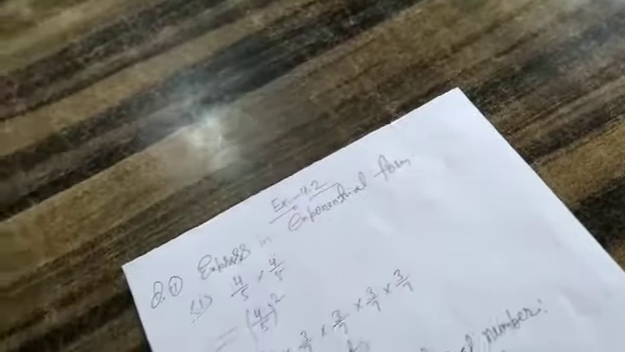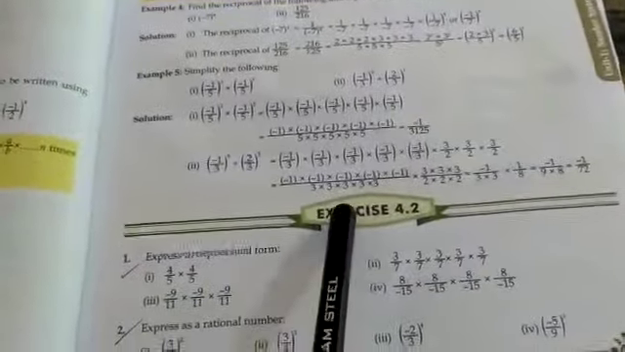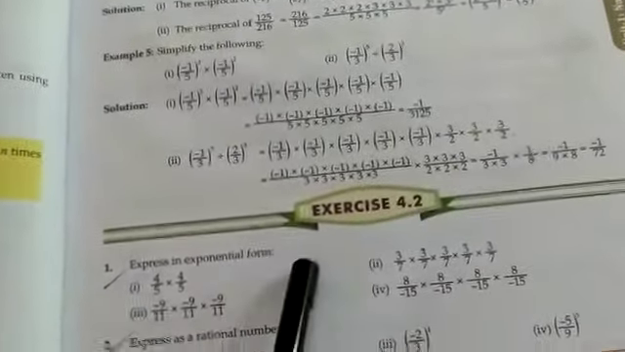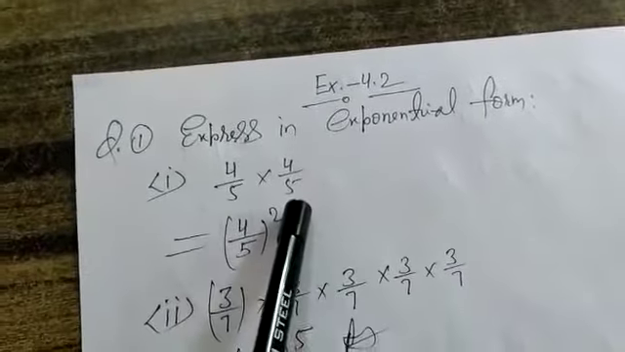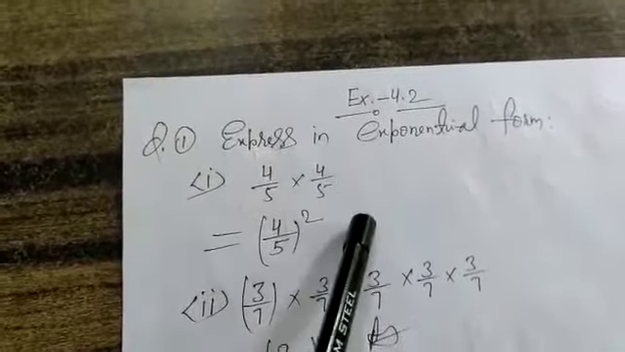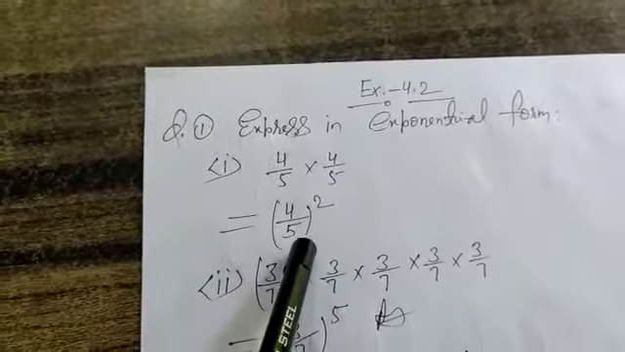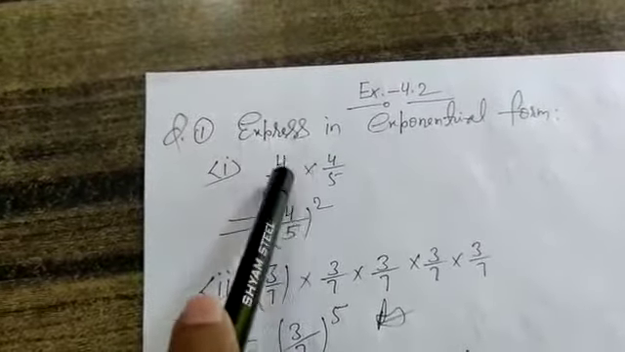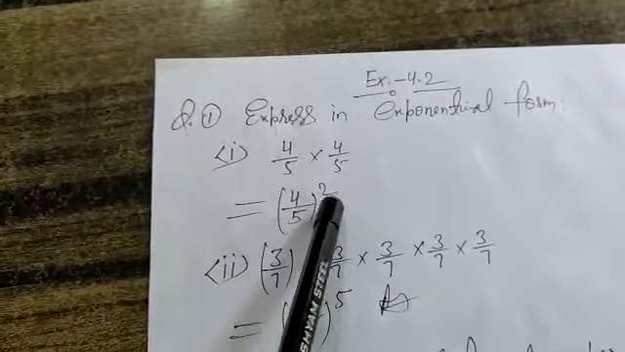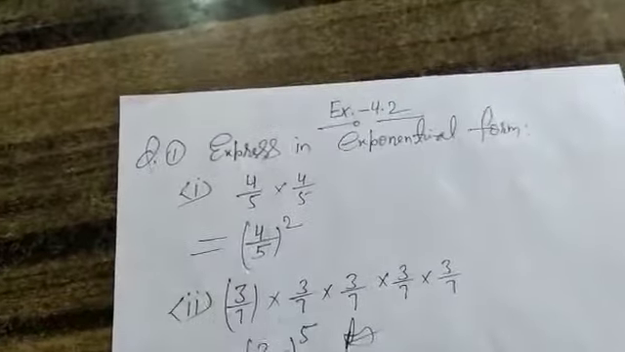Now we will use these concepts to do the questions given in exercise 4.2. Let me read question number 1. It says express in exponential form. The question is 4 by 5 into 4 by 5. Here 4 by 5 is repeated twice, so we will write this as (4 by 5) to the power 2. This is the exponential notation of the given question.